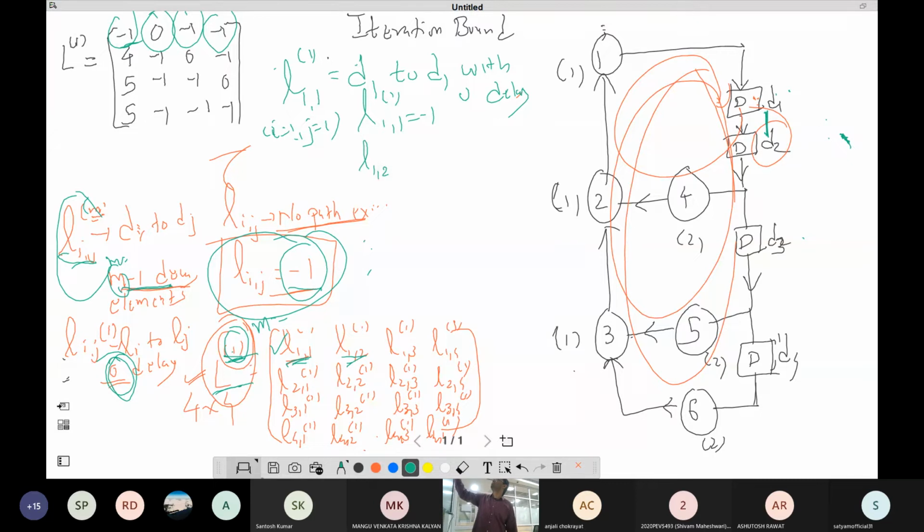Now L12: here i is equal to 1, j is equal to 2. That means I need to start with D1 and go to D2 with zero delay elements. If you observe, this is D1, this is D2. This path does exist, but there is no delay associated with it, because the delay of a node, that is a functional unit, is what we need to consider. But here there is no in-between node when I go from D1 to D2. So that's why there is zero delay. Now L13.